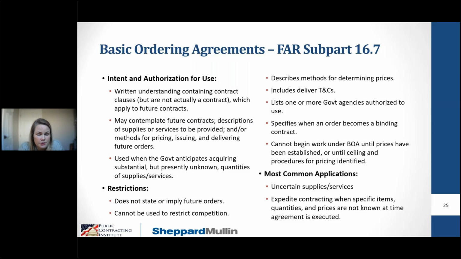Basic ordering agreements are used to expedite contracting for uncertain requirements for supplies or services when specific items, quantities, and prices are not known at the time that the agreement is executed, but a substantial number of requirements for the type of supplies or services are anticipated to be purchased from the contractor in the future. This is different from a BA in a number of respects, but note primarily that there's no requirement for there to be a history of negotiation problems with the contractor in question in order for the government to issue these basic ordering agreements.